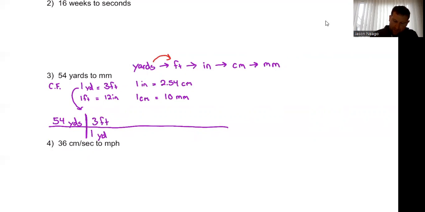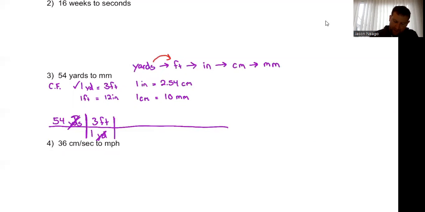The reason I do it that way is because then I have yards on the top and yards on the bottom, which allows me to cancel them out. If I were to stop here, my answer would be in feet. That's not what I want. I want to get down to millimeters. So I'm going to apply another conversion factor.